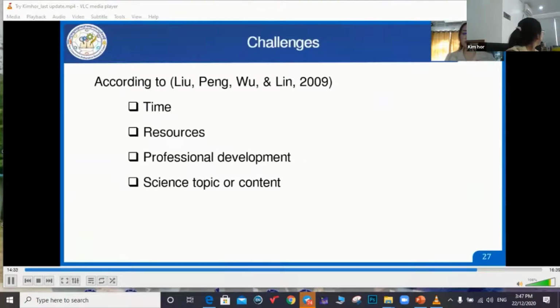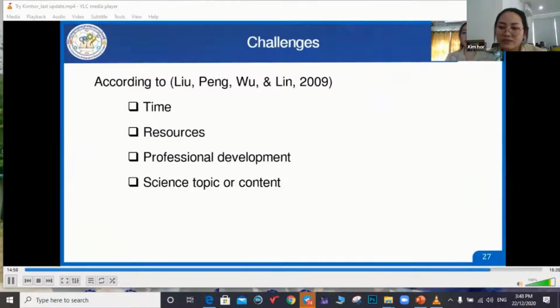For the challenges related to time, time in here relates to the class hour. So when we apply 5E, we have a lot of activities, so we need more time. And resources relate to material or equipment. If you want to do the experiment, do you have equipment or material for you and also for the students to do the experiment or not?